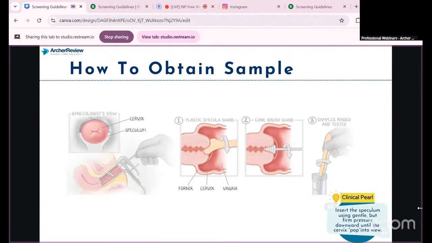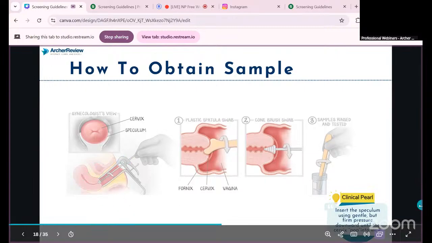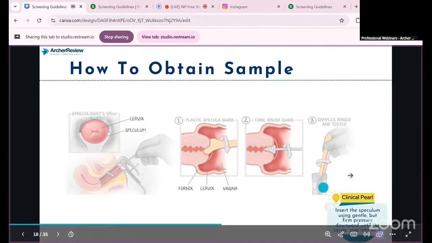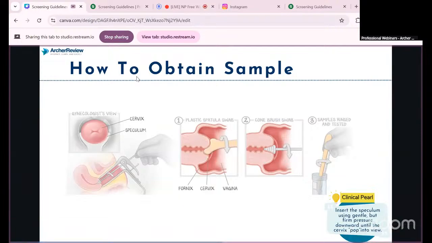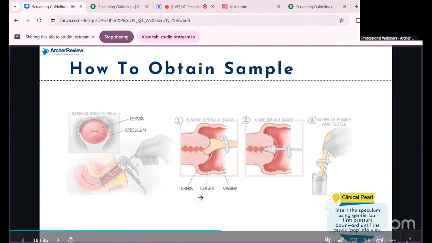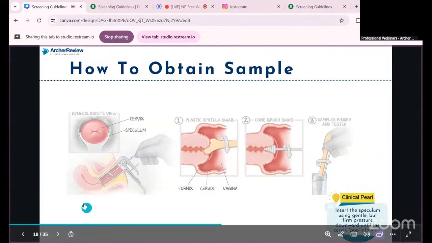So the patient's usually lying down in supine position in stirrups. We, of course, as providers, want to provide that privacy and empathy. And of course, if you insert the speculum at a downward angle, that helps the cervix to pop into view. And then we'll be able to collect those cells from the cervix using both a little spatula and a little cone brush so that we don't miss anything. And then we'll put it there in the little cup. We'll swirl it around and send it off to pathology to have those sample cells there for them to look at in the microscope. So again, pretty easy, straightforward. Usually just takes 3 to 5 minutes to do this whole thing and be done.